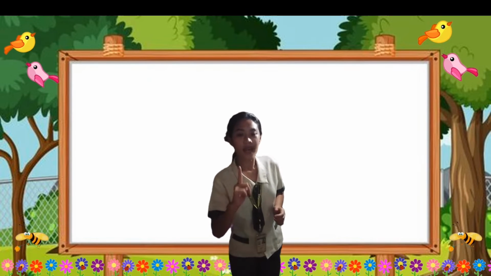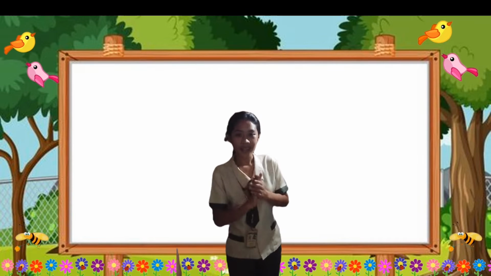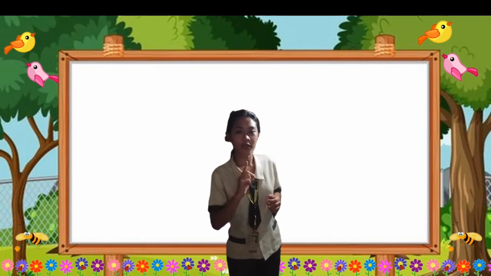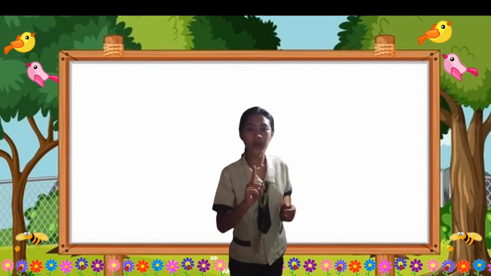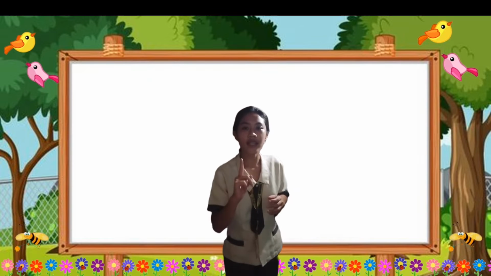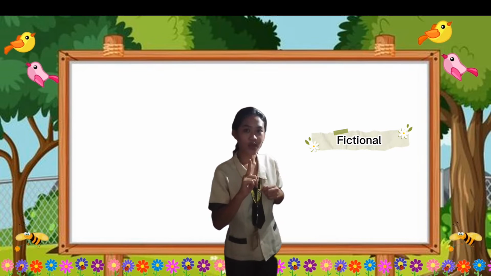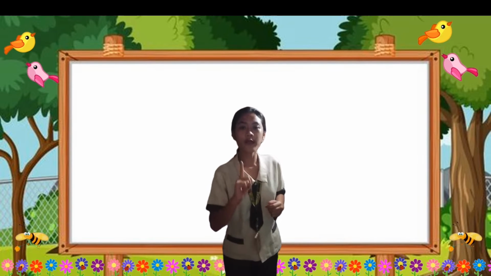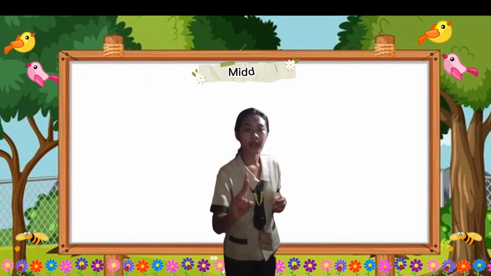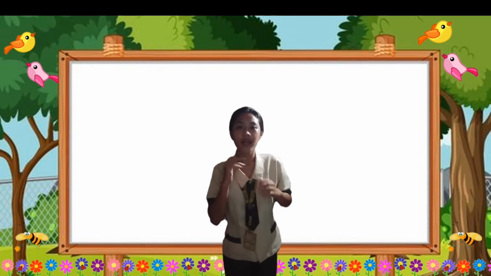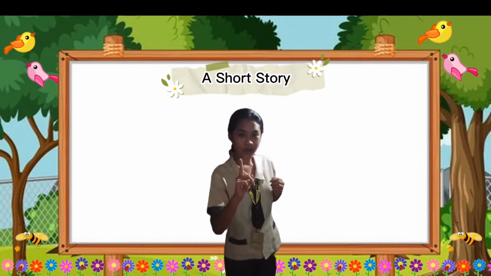Class, for today's topic, let's talk about the elements of a short story. But before that, let's first define what a short story is. Class, a short story tells about a single event or experience. It is fictional, not true, 500 to 15,000 words in length. It has a beginning, middle, and end, and creates an impression in the reader. That is a short story.